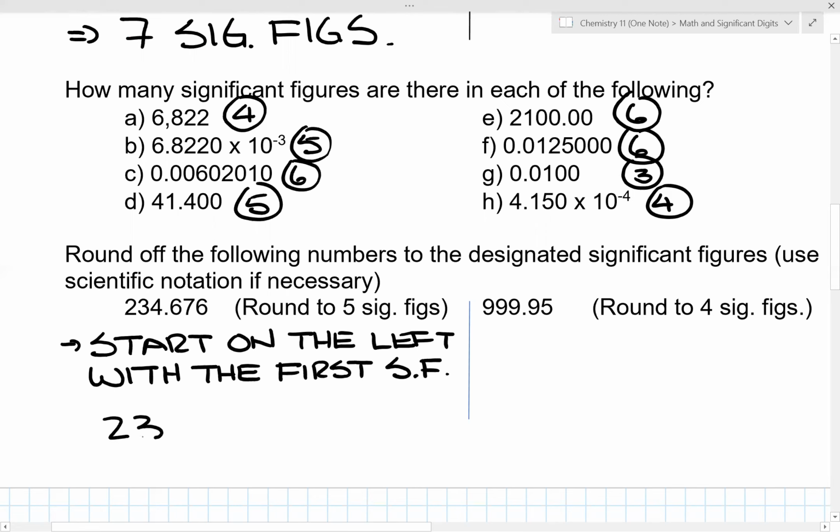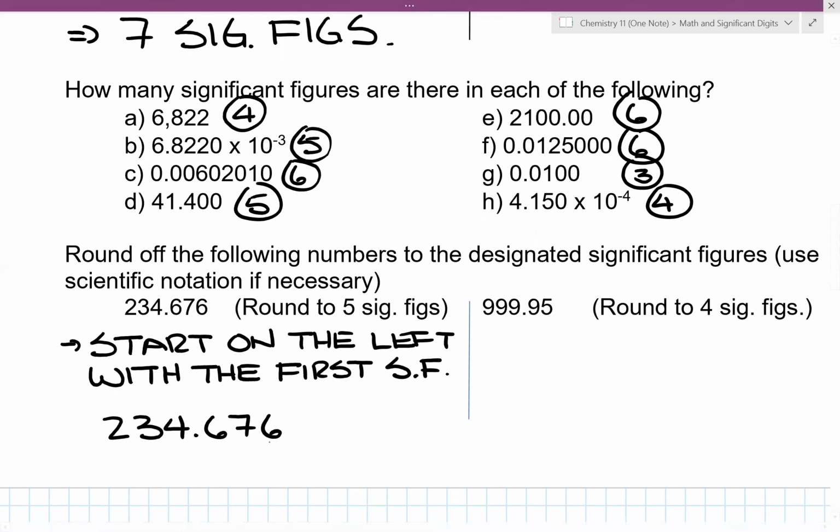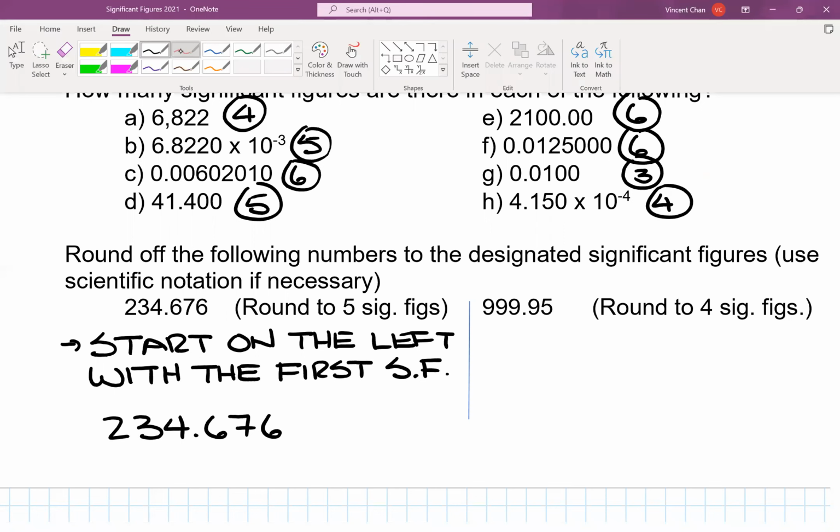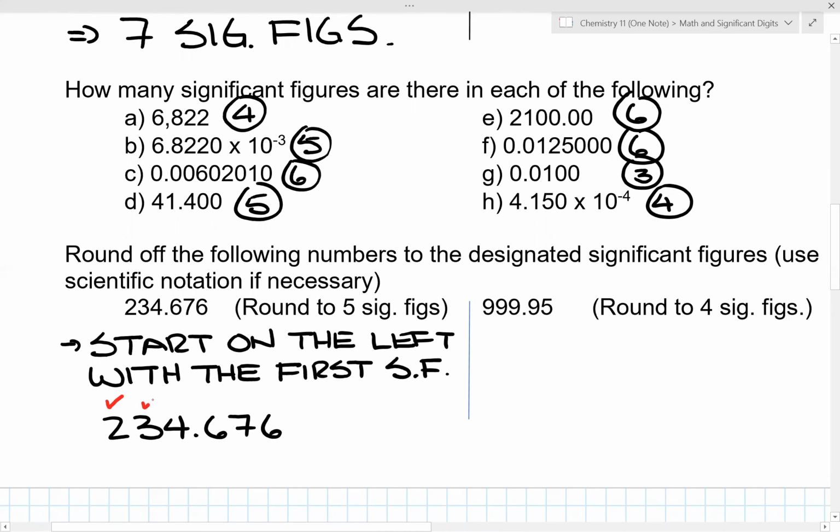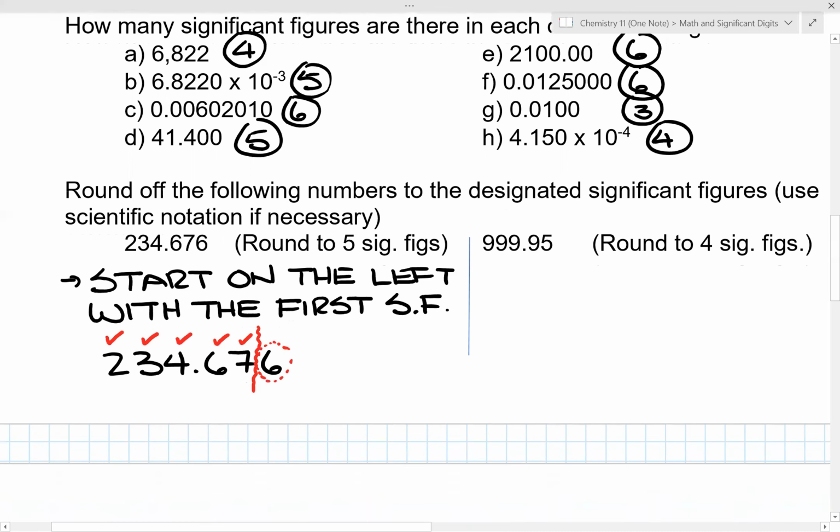Now, what do I mean by this? So we have 234.676. What I want to do is start on the left with the first sig fig, in this case the 2. So I go 1, 2, 3, 4, 5. That's where I want to end off. Now, what do I do with the 6? In this case, this is where you round up or down. And in this case, we round up. So we have 234.68. And that's what we do with rounding with sig figs.